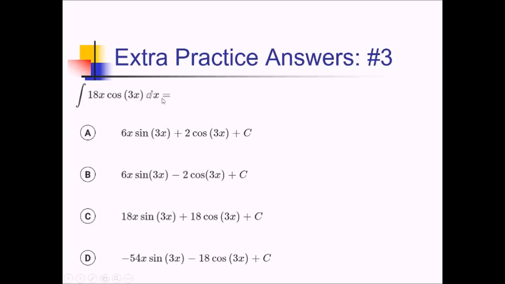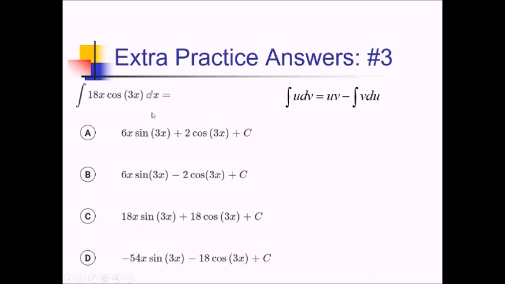For this problem, I'm trying to take the antiderivative of this product. Since there isn't really anything else I can do with this, I'm going to try integration by parts. So that's integral of u dv equals uv minus integral of v du. Let me pick out my u and my dv to get this started.